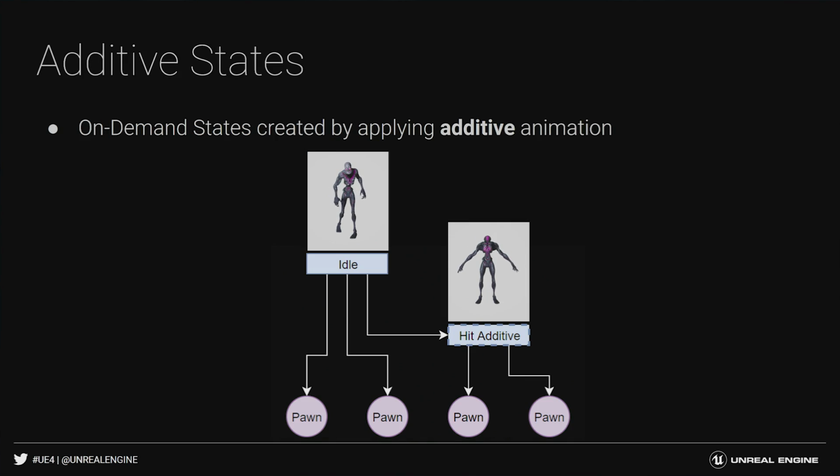And the final thing we added was additive states. Once again, these are on demand, but rather than replacing the state or blending between ones, they add on top of an existing one. But once again, they can be shared. So if you hit a bunch of creatures at the same time, we only have to create one of these additive states that adds on top of some existing state and then can be piped to creatures.